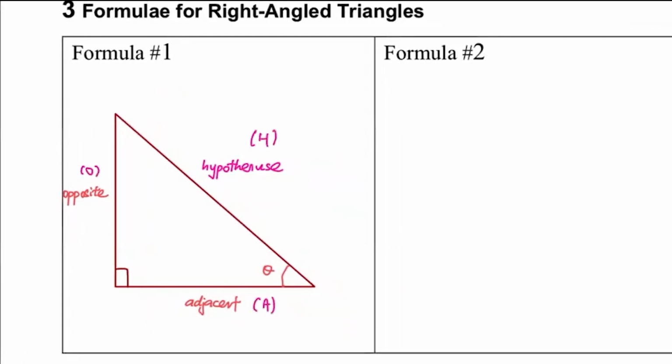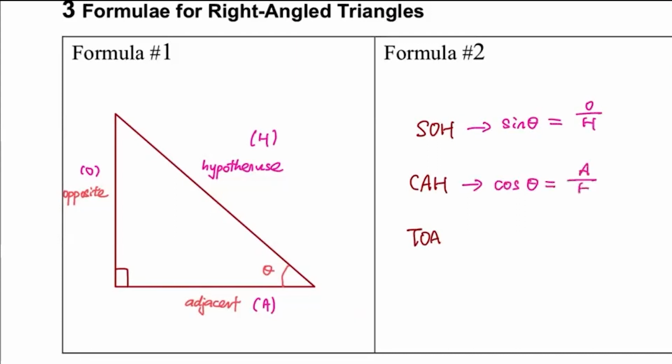The first concept you learned in the right angle triangle is SOH CAH TOA. SOH means sine theta equals opposite divided by hypotenuse. CAH means cos theta equals adjacent divided by hypotenuse. And TOA means tangent theta equals opposite divided by adjacent. This is the concept we have learned in the right angle triangle.